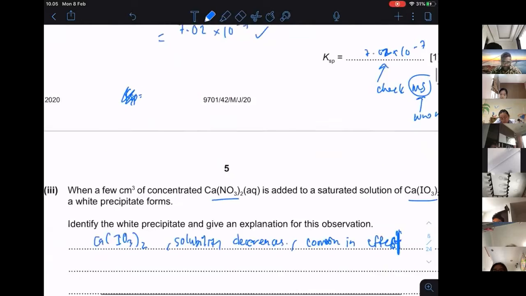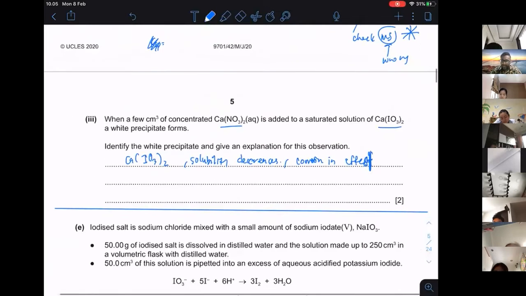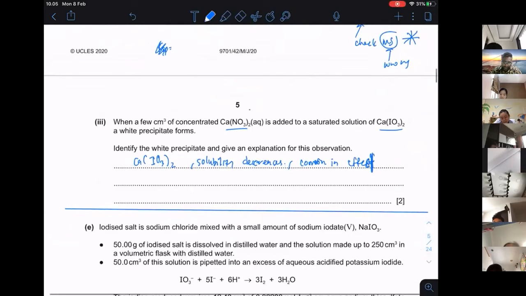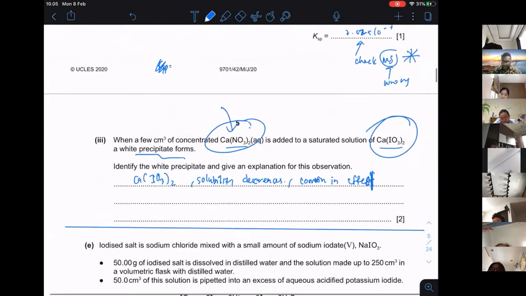And then the last one that I want to mention over here. When you add a few drops of concentrated calcium nitrate, a white precipitate forms. You see, calcium nitrate is soluble, so the only way it will react in this case is by forming this precipitate. There's no other precipitate that will be formed, so identify correctly. This is going to be my precipitate. Why can it not be calcium nitrate? All nitrates are soluble. Please remember that.